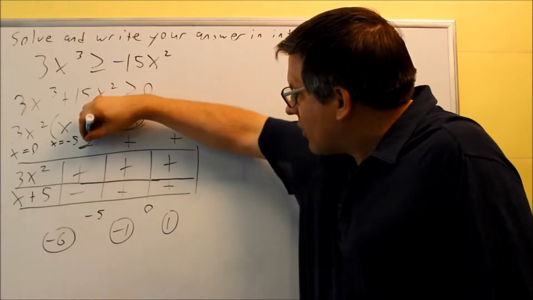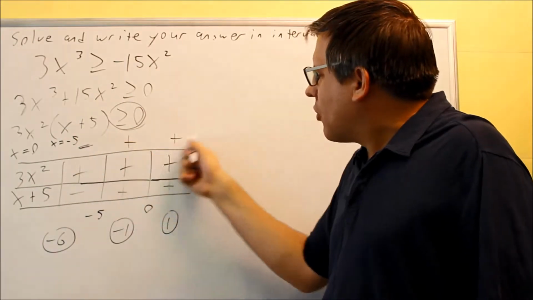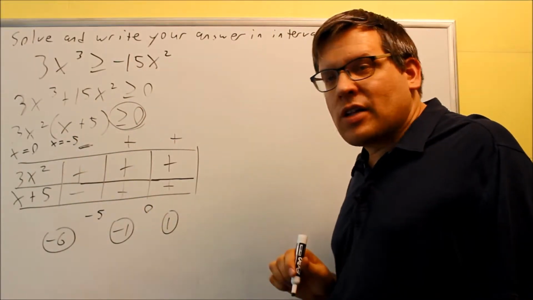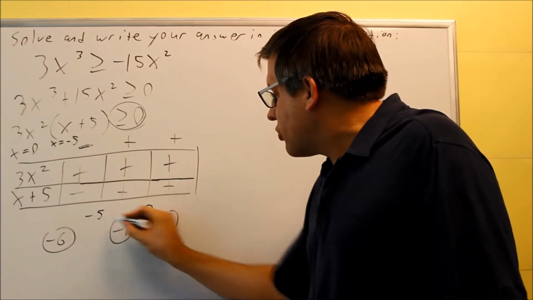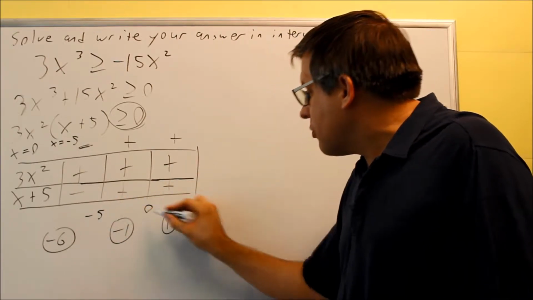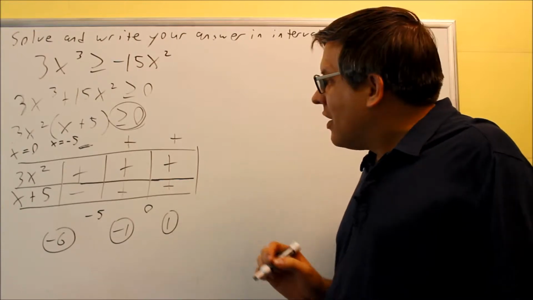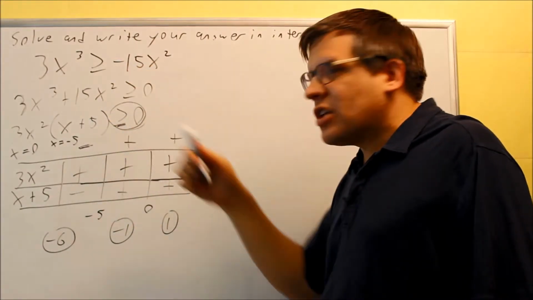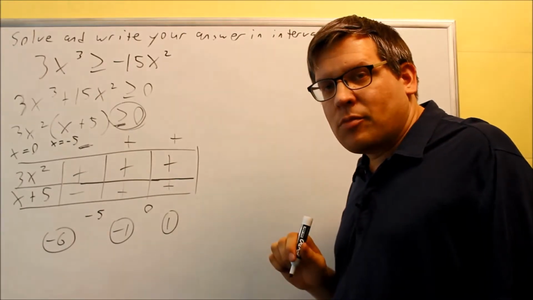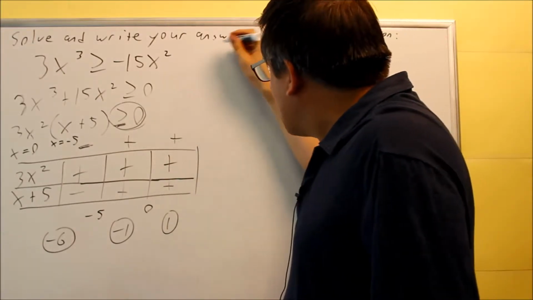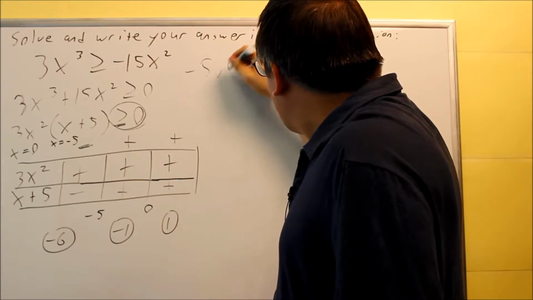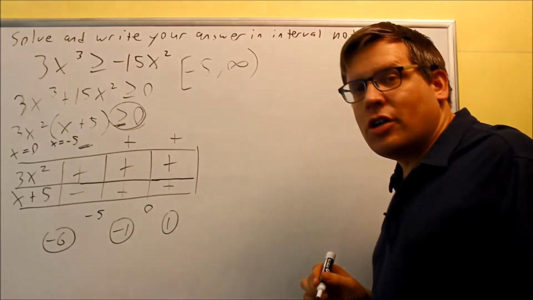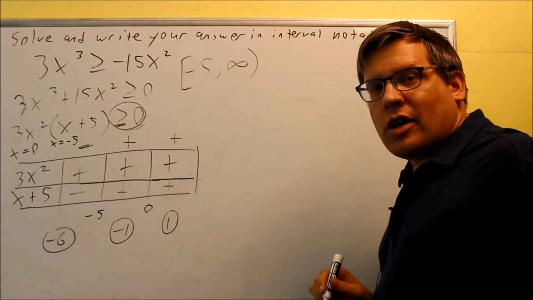I look at my final sign configuration across the top here, and I want to indicate what regions have plus signs in it. So I have this region between -5 and 0, and another region between 0 and infinity. Now this time, I have an equal sign underneath, which means I'm allowed to include 0. So it would be okay to write the interval from -5 with a bracket, because we're including -5, going to infinity. That would be the correct way to write that one.